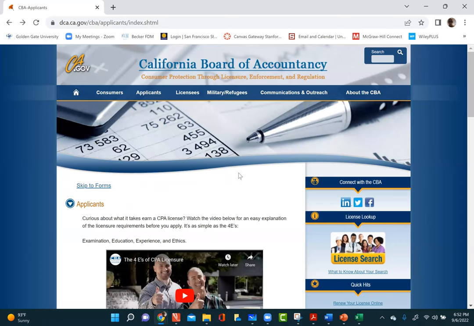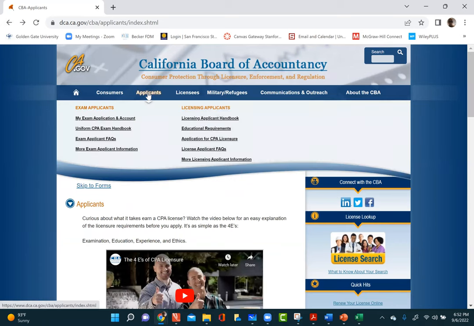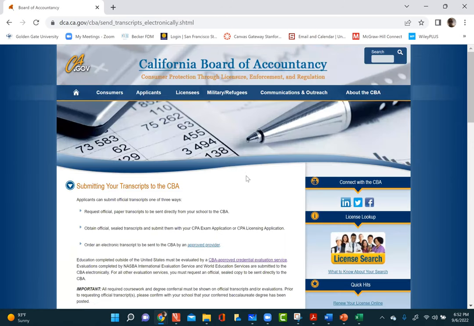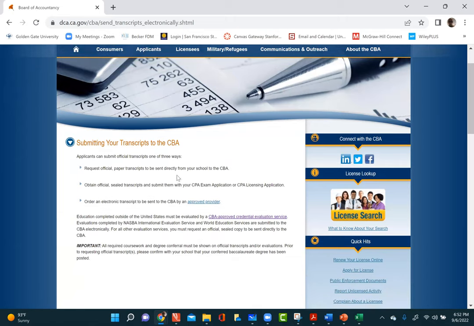Now, for the exam application, they give you a little checklist on how to submit your transcripts to the CBA. Let's take a look at that. You can request paper transcripts be sent directly by the registrar's office of any school, obtain sealed transcripts, and turn that in with a hard copy, mailing those along with your application to the CBA. Or, and this is what I recommend, order electronic transcripts to be sent by an approved provider.